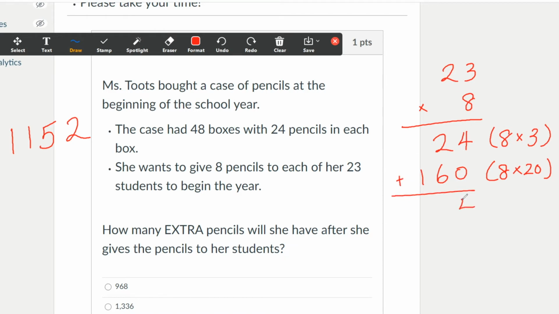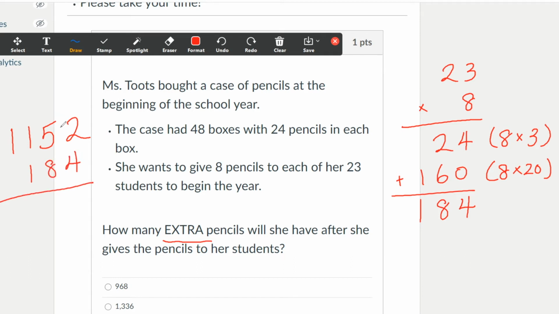4 plus 0 is 4. 2 plus 6 is 8. Nothing plus 1 is 1. So she's only giving away 184 pencils. And I know she's giving them away, and I want to find out how many extras she has. I'm going to do 1,152 minus 184.